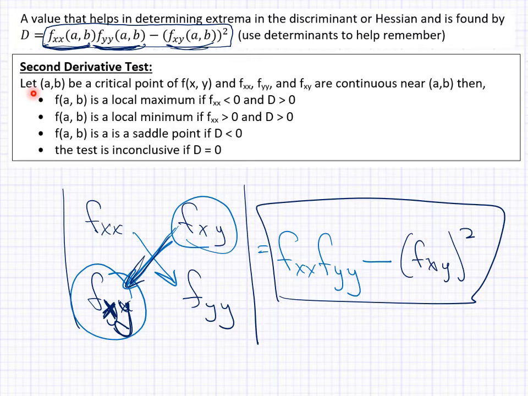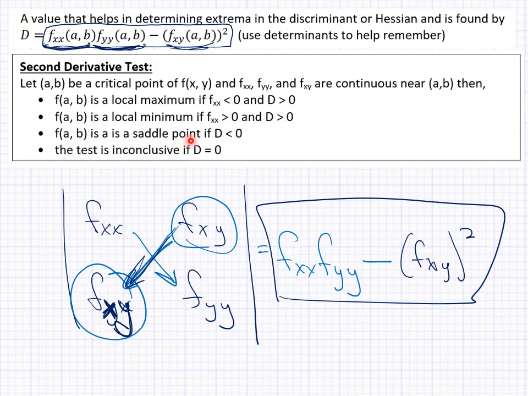So let's look at the second derivative test. We're looking at a point (a, b) that we've already determined as a critical point of f of x, y. We look at the second partial derivatives, so fxx, fyy, fxy. They all have to be continuous near (a, b). Then this f of (a, b), the z value, will be considered a local maximum if fxx is less than 0 and the discriminant is greater than 0. It will be a local minimum if fxx is greater than 0 and the discriminant is greater than 0.